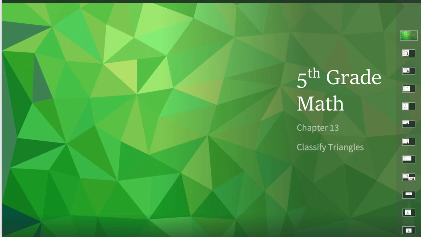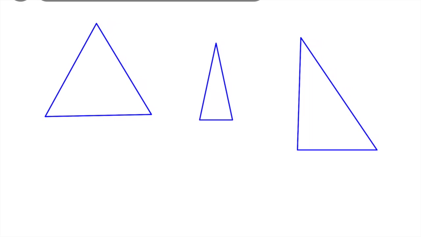In today's lesson, we'll learn how to use what we already know about right triangles, isosceles triangles, and equilateral triangles, how to use what we already know about those triangle types to help us figure out the measure of missing angles. So let's begin by reviewing what we know about these different types of triangles.